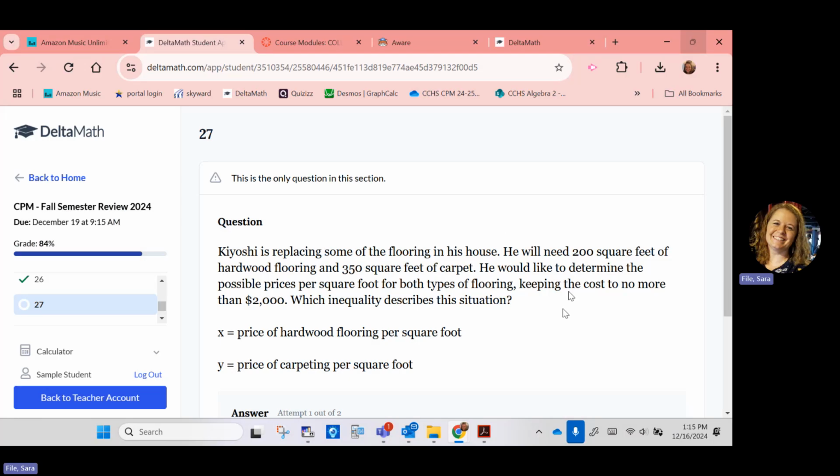All right, in 27, it says Kiyoshi is replacing some of the flooring in his house. He'll need 200 square feet of hardwood flooring, 350 square feet of carpet. He would like to determine the possible prices per square foot for both types of flooring, keeping the cost to no more than $2,000. Which inequality describes the situation?